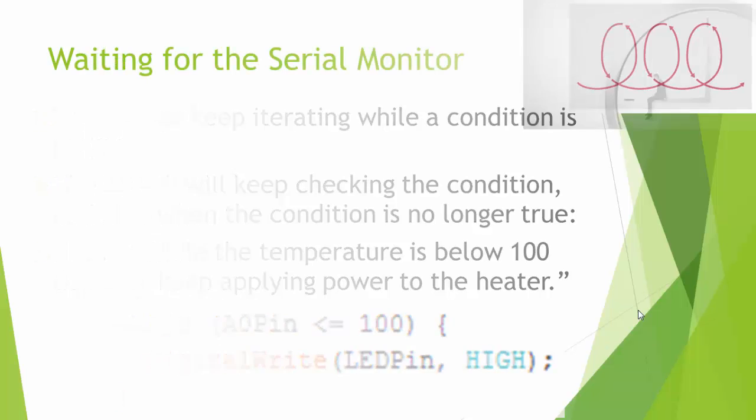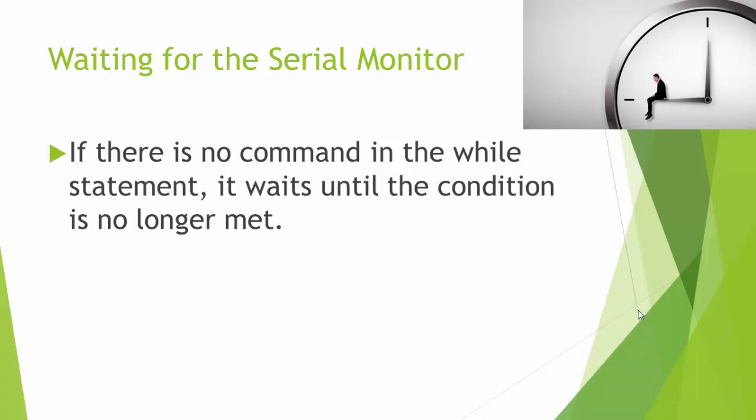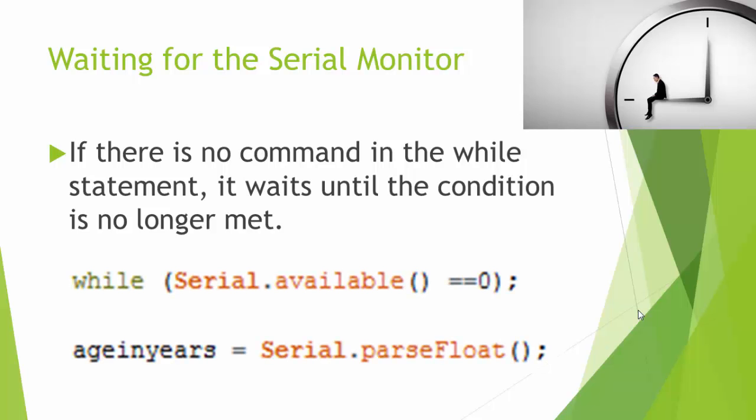That's a while loop. So where did we see this before? We saw this while we were waiting for the serial monitor. So as long as, in that case, it's a specialized thing where it's not running a heater, it's just saying wait. And we saw this here. Here's this command again. While there's nothing available in the serial monitor, wait. But as soon as there is something available in the serial monitor, then we assign whatever's in the serial monitor to the age in years.